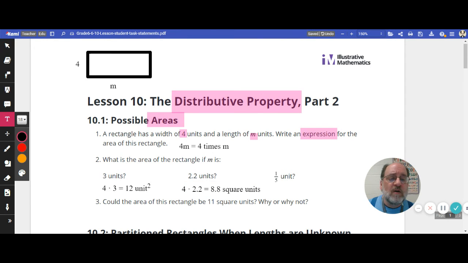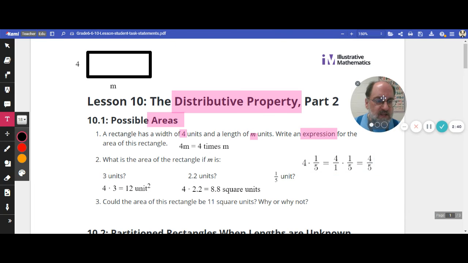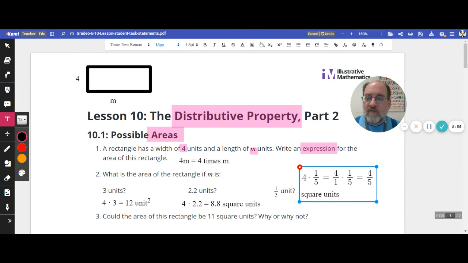Okay, and finally over here, we've got a fraction. Let's use our equation tools. This is going to be 4 times 1/5. And if you just need a reminder, you can write that as 4 over 1 times 1 over 5. That is 4/5. Out of the way so you can see that right there. So that's what we get. And of course, that's in square units. So all we're doing right now is we're saying, hey, if the width is 4 and the length is one of these numbers, we know what's going on.